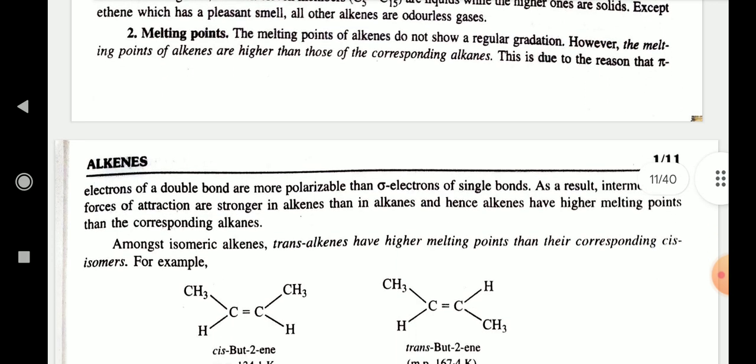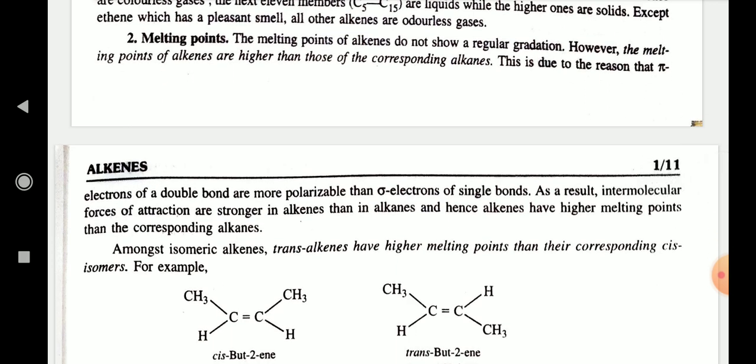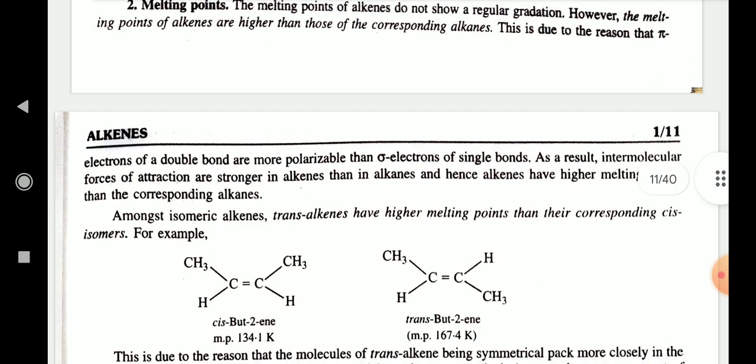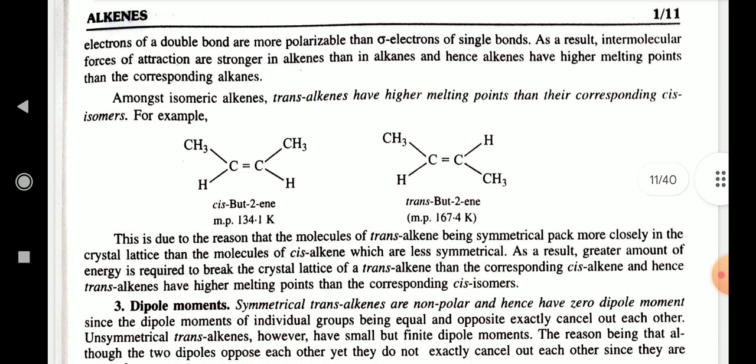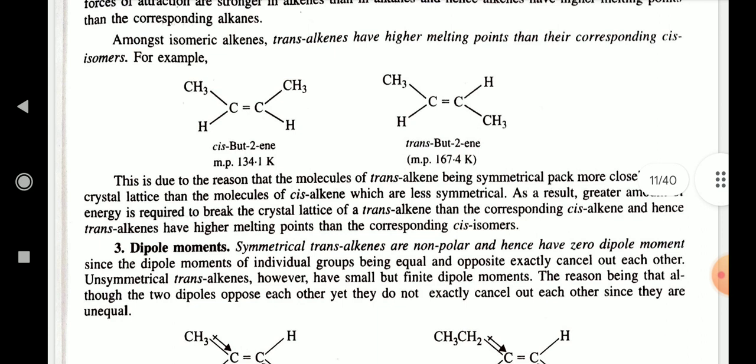Second is melting point. The melting points of alkenes do not show a regular gradation. However, the melting points of alkenes are higher than those of corresponding alkanes. This is due to the reason that pi electrons of a double bond are more polarizable than sigma electrons of single bonds. As a result, intermolecular forces of attraction are stronger in alkenes than in alkanes, and hence alkenes have higher melting points than the corresponding alkanes.